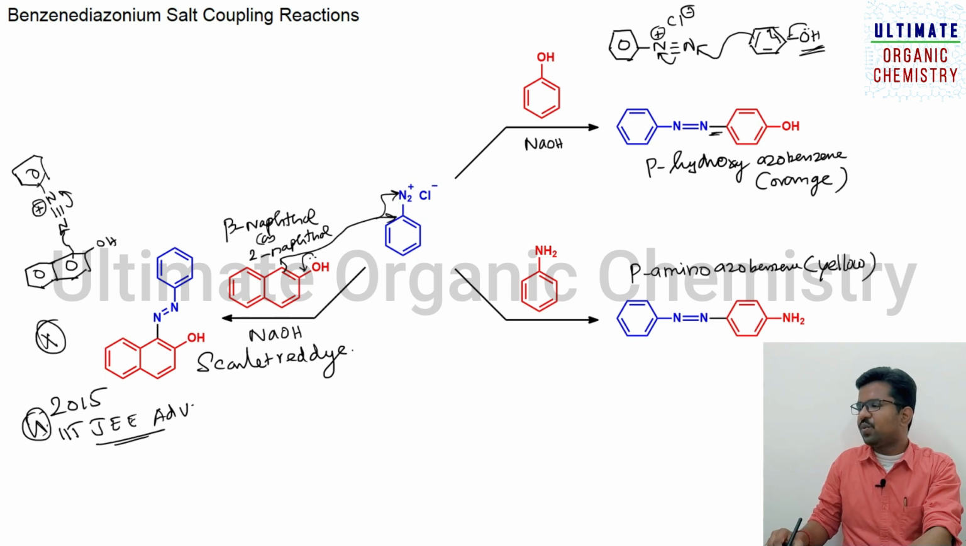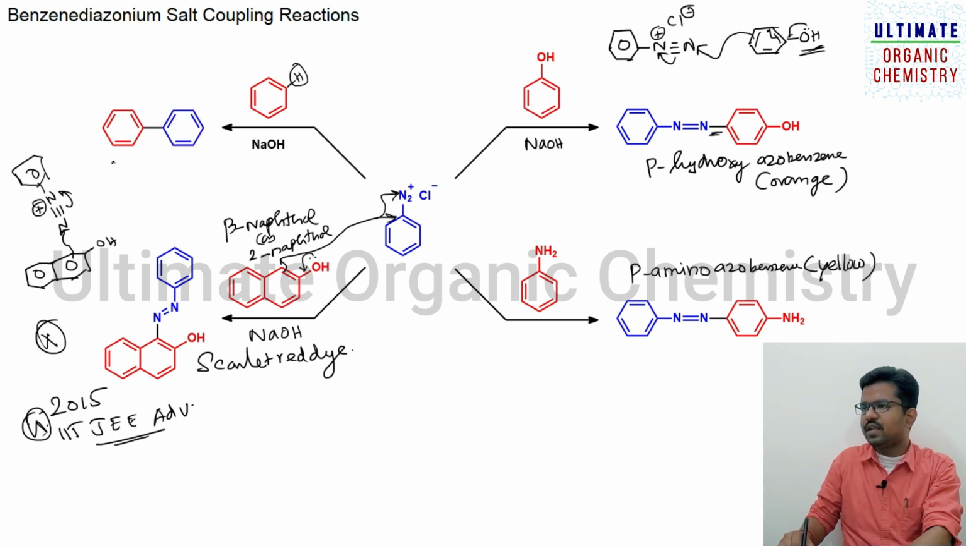The final example we have is when you treat this diazonium chloride in the presence of sodium hydroxide and benzene as a reagent. This reaction is a little bit tricky. It will undergo via a free radical pathway. So just remember that this hydrogen will be replaced, and it will directly attack with the benzene. It will lead to the formation of a compound known as biphenyl. So this reaction undergoes via a free radical pathway. I am not going to discuss the mechanism in detail here.